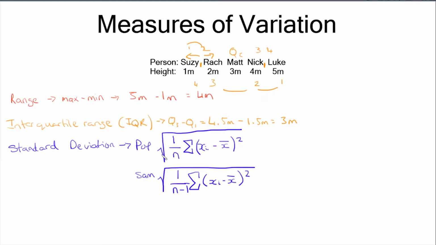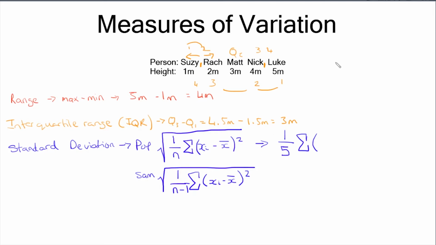So let's work this out. We'll just do this for the population. So, well, 1 over n. How many do we have? 1, 2, 3, 4, 5. We have Susie, Rach, Matt, Nick, and Luke. Well, these are 5 people, so our n is 5. Now we're summing. Well, xi, or x1, is going to be Susie, x2 is going to be Rach, and so on and so forth through the thing.